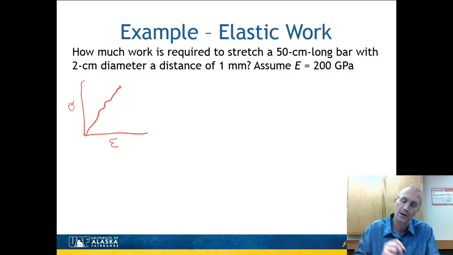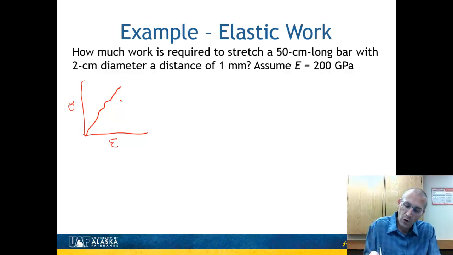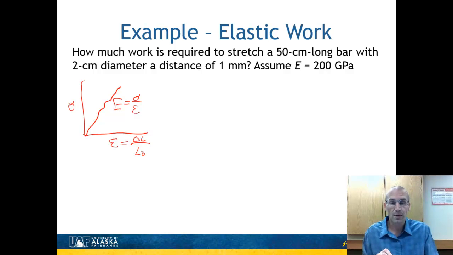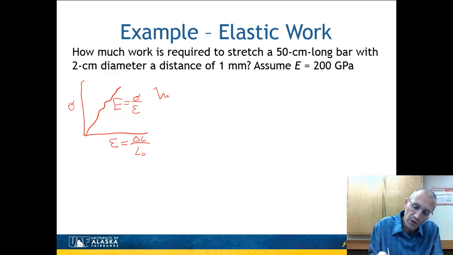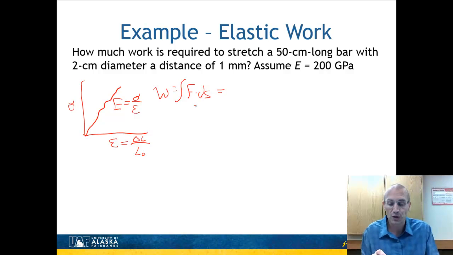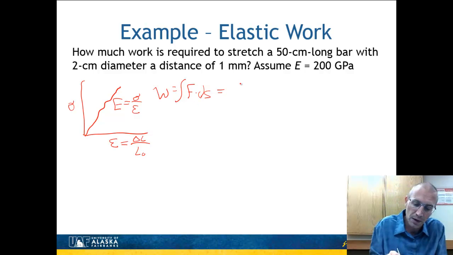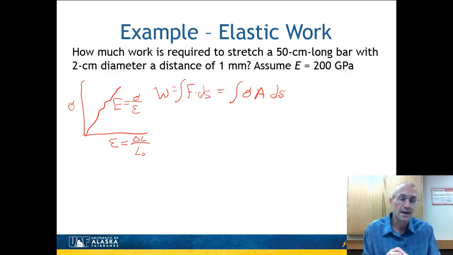if you have an elastic material, that would be a straight line. You've got sigma versus epsilon, and the slope of this is the Young's modulus, sigma over epsilon. And this is the strain, or the change in length over its initial length. So if we look at our work equation, which is the integral of a force through a distance, this is equal to, well, the force is pressure times area. Pressure is the same as sigma. So this is going to be the integral of sigma area times ds. So ds is the length that I'm going.